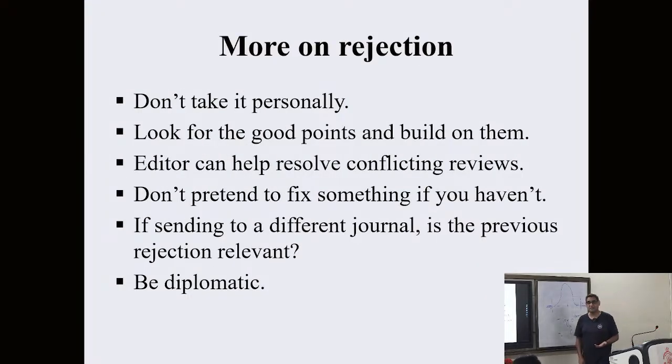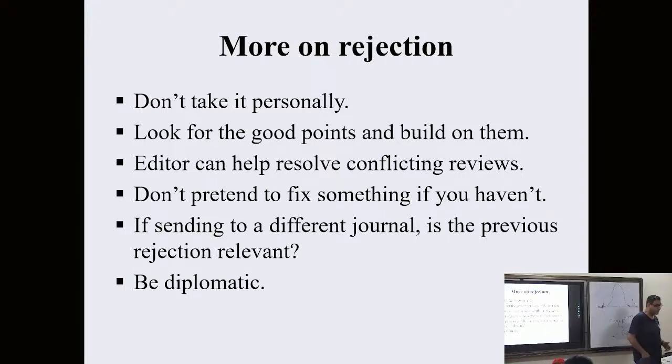If your paper is rejected, I told you, don't take it personally, thinking that the paper is rejected and I am very unhappy. Don't take it personally, okay. It is a science. Look at the good points and build on them. The editor can help to resolve conflicting reviews. If there is 1 positive review and 1 negative review, but the editor took the decision based on the negative review and the paper was rejected, you can still talk to the editor, and they can write that okay, this was the comment, can I get the revision or something. Don't pretend to fix something if you haven't.